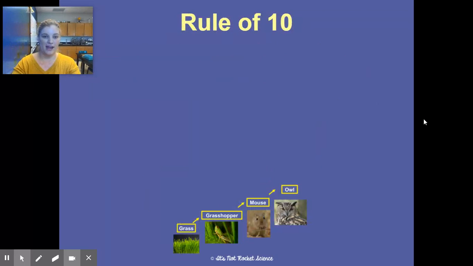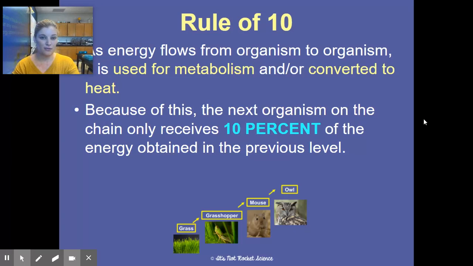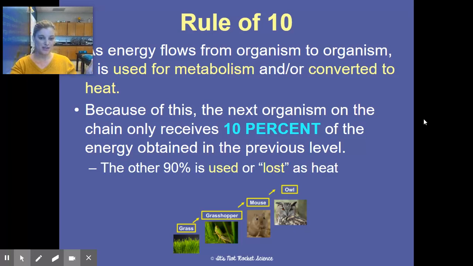And so we have the rule of 10. See, here we have 4 different steps. So as energy flows from one organism to another, it's used for metabolism, which is the energy it takes to actually process the food, and or converted to heat. So because we have to use it for a couple different things, the next organism on the food chain is only going to get 10% of the energy from the previous level. So every level that we add, we're actually getting a whole heck of a lot less energy from it. So the other 90% of the energy that we could have gotten is used or lost as that heat. So heat that keeps your body warm, not stuff that's actually being released as energy in the metabolism in your system.